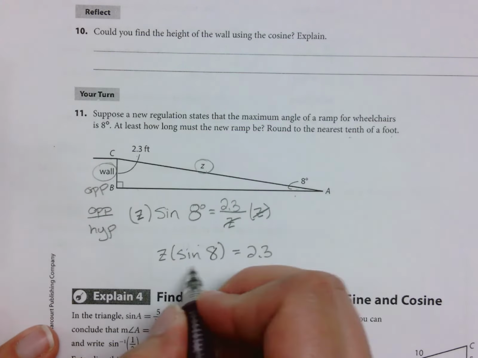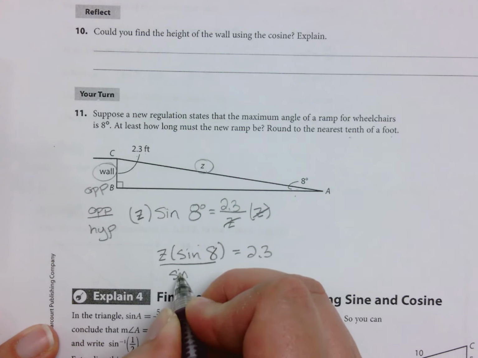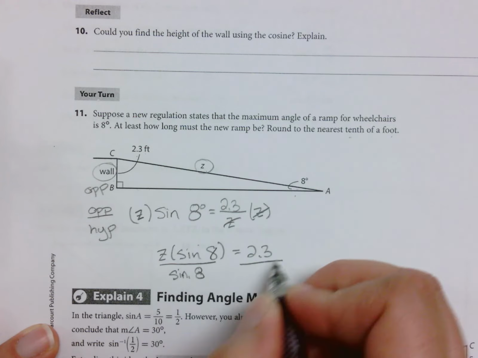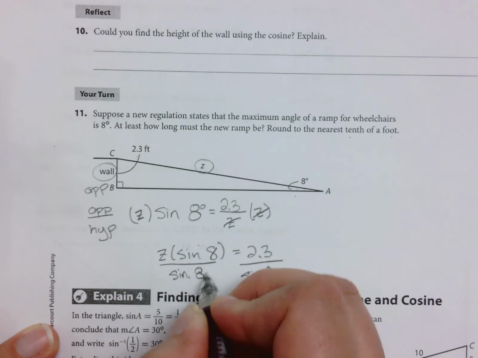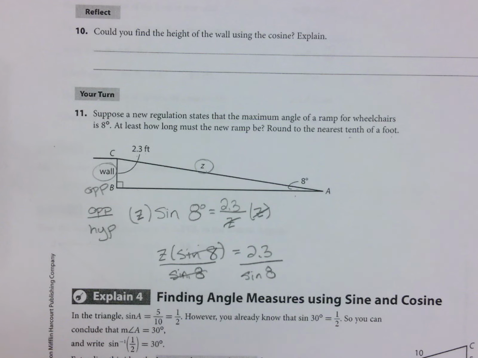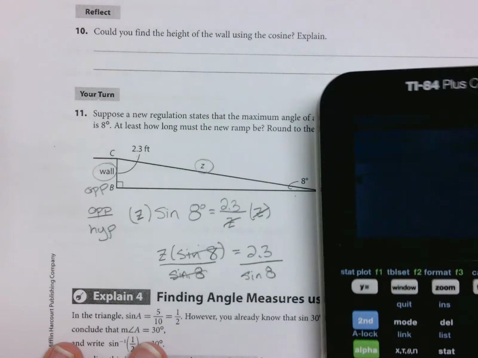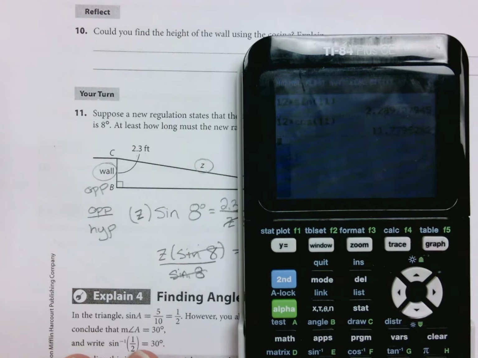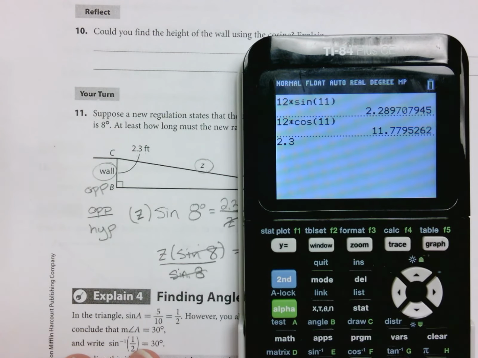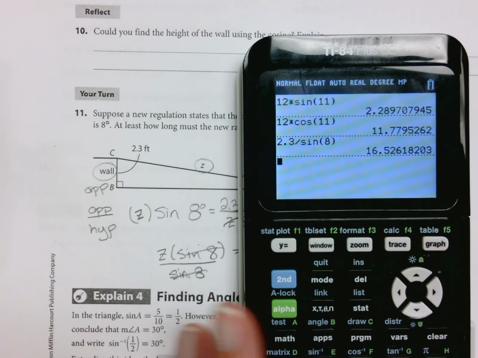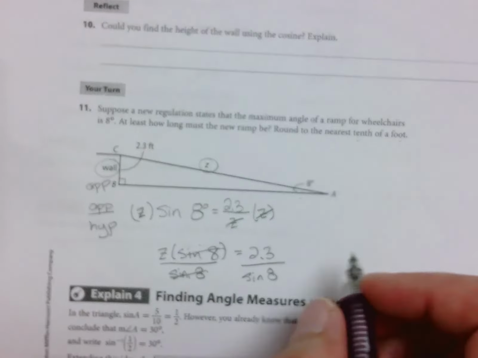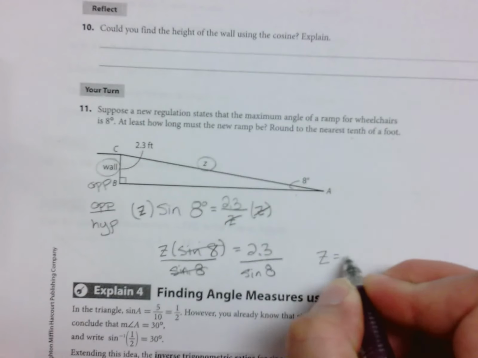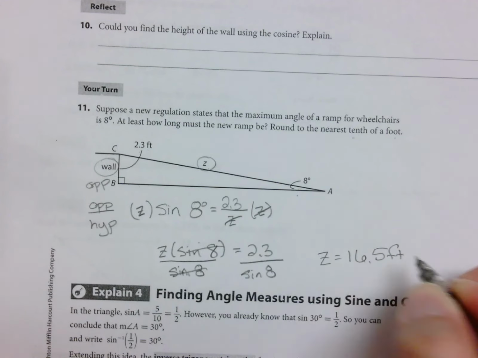And I'm going to divide. I'm going to divide by this entire thing. I have to type it into my calculator as the sine of 8, and I have to write it on my paper as the sine of 8, because the entire thing is what's going. If you don't take the entire thing, then there's something left over there with the z, and we don't want anything left with the z. So we go to our calculator, and we're going to say 2.3 divided by the sine of 8 degrees. And we're going to find that the ramp is 16.5 feet long. So with the new regulation, the ramp will have to be 16.5 feet in length.